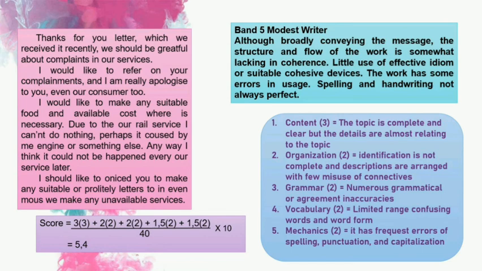I will explain my content. For the content, I give 3, because the topic is complete and clear, but the details are almost relating to the topic. For the organization, I give 2, because identification is not complete and descriptions are arranged with few misses of connectives. For grammar, I also give 2. For vocabulary, I also give 2, because of limited range, confusing words and word forms.